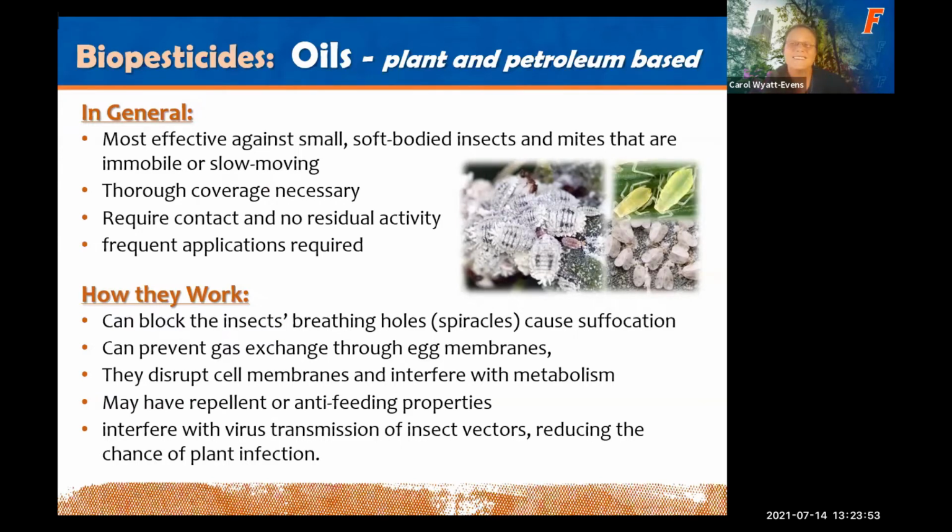So first we're going to discuss the oils. Oils are plant and petroleum-based products. In general, they're going to be most effective against small, soft-bodied insects, as well as mites, which is a good thing. So soft-bodied insects that are immobile or slow-moving. These are going to be things like aphids and scale, leafhopper nymphs, and whiteflies.